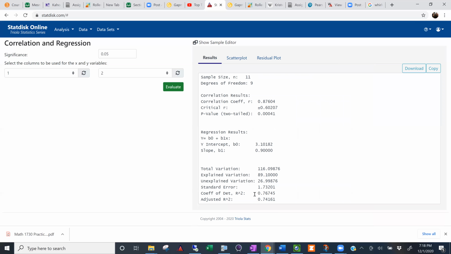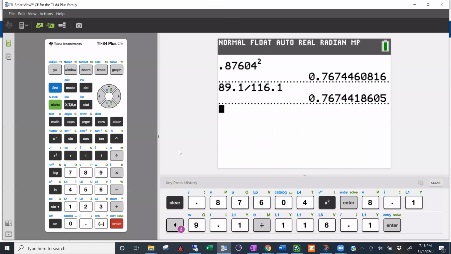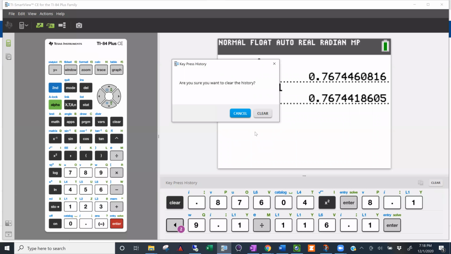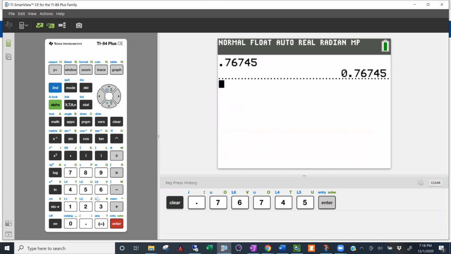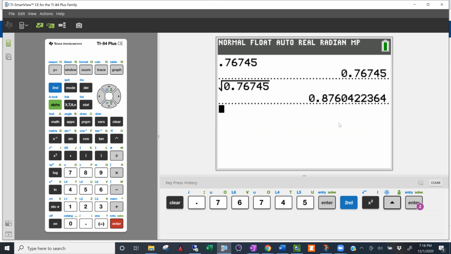In fact, if I know what R squared is, I should be able to find out what R is. So let me go to my calculator here, and I'll clear out a bunch of stuff. R squared was 0.76745. But if I want R, I can take the square root of that. And I get 0.876. So the square root of R squared gives me R, which is my linear correlation coefficient.